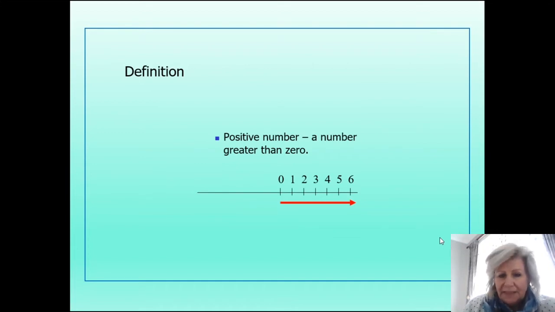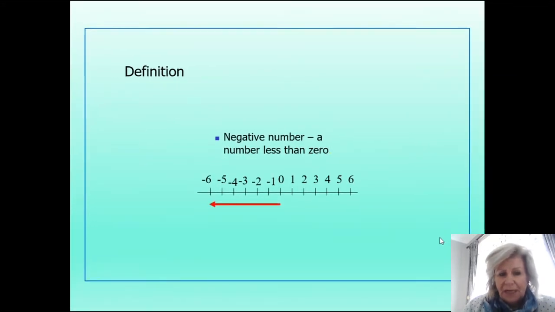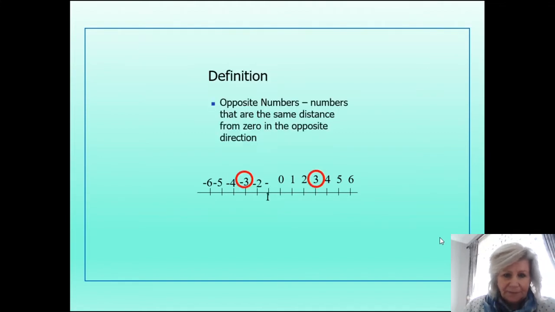A number greater than 0. So 0 and to the right on a number line are positive numbers. We now have negative numbers, which is new to us in grade 7. So a number less than 0. Okay, so to the left of the number line.